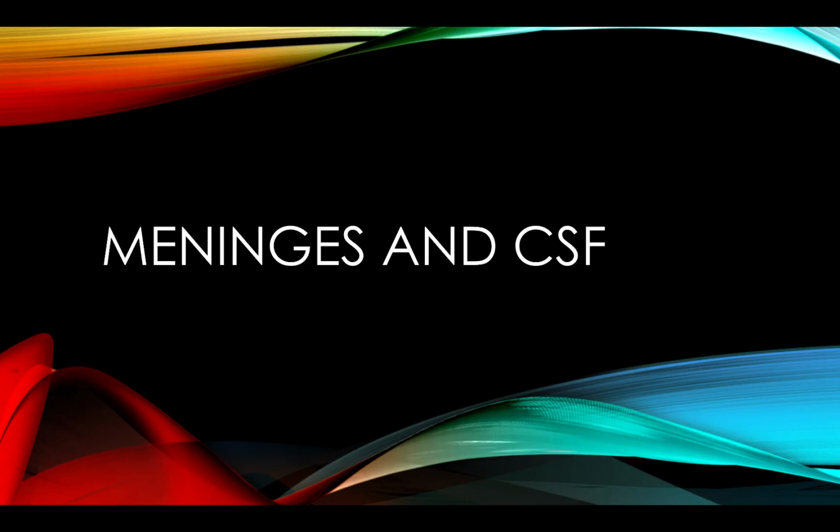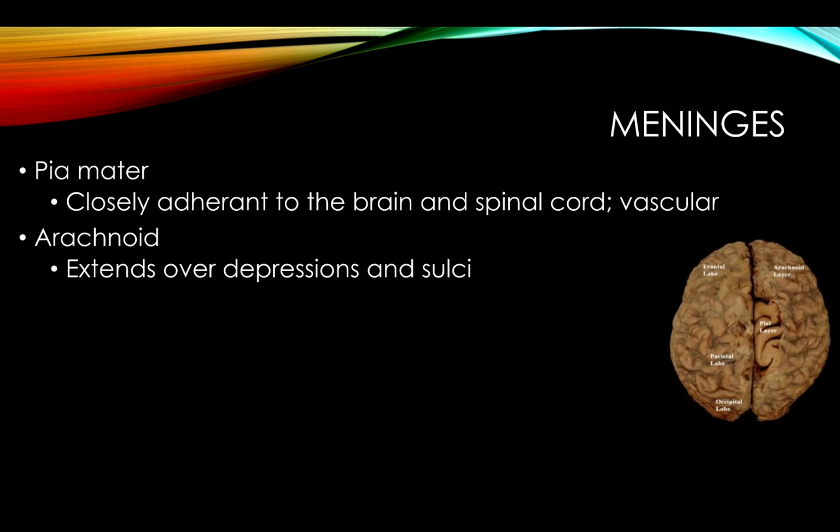In this lecture, we'll be discussing meninges, CSF, and clinical applications. So just to cover the basic anatomy of the meninges first, we have the pia layer, which we can see here is just tightly adherent to the gyri. We have to peel off the outer arachnoid layer here to see the pia layer. All right, so the pia layer then is just tightly adherent, and it's also vascular, which we'll see has an important clinical application. The arachnoid, in contrast, we can see it extending over all of the sulci and depressions here.